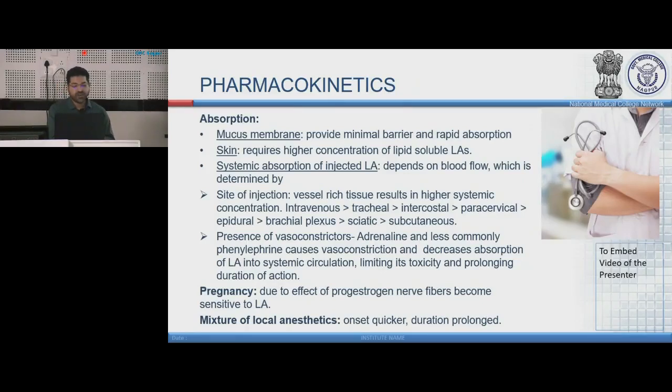In pregnancy, due to the effect of progesterone, nerve fibers become sensitive to local anesthetic, and we require less amount of local anesthetic agent in pregnancy. If we mix two local anesthetics, we will get quicker onset of action and prolonged duration at the cost of toxicity.